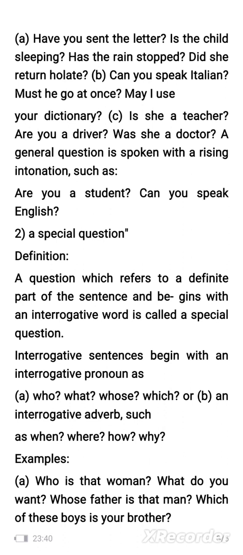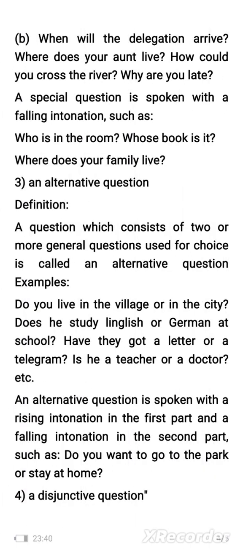B, interrogative adverb. For example, when will the delegation arrive? Where does your aunt live? How could you cross the river? Why are you late? A special question is spoken with a falling intonation. For example, who is in the room? Whose book is it? Where does your family live?